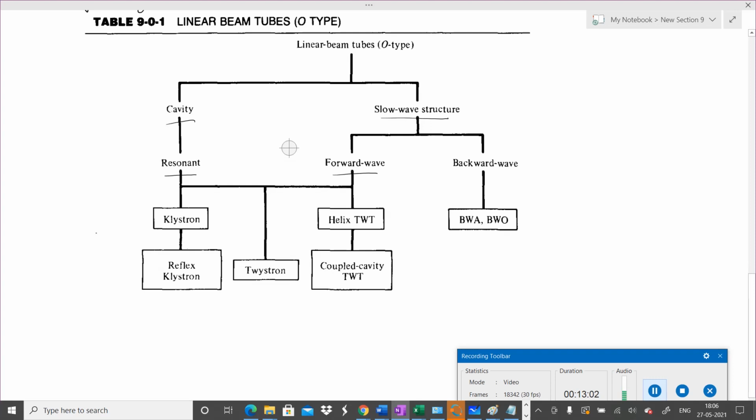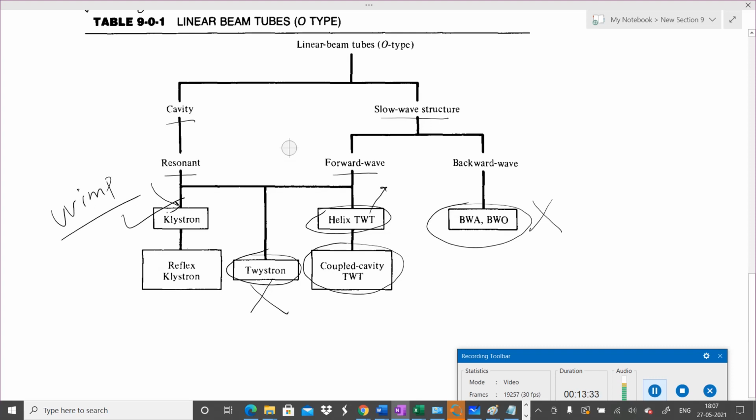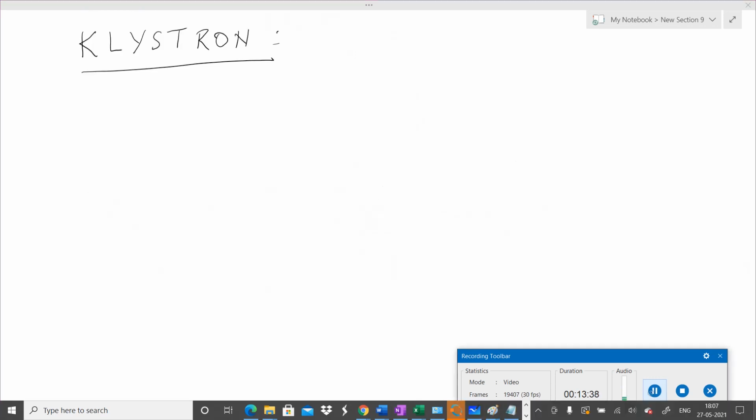Resonant is the famous one, called the klystron. We will mostly spend our time with the klystron. This other klystron is not so famous, not so useful. Then for slow wave structure, we have the helix TWT. They are both of type resonant as well as forward wave, and coupled wave, the traveling wave tube, TWT. Backward wave are these two, BWA, BWO. Again, not much relevant. So the klystron is very, very important and heavily used. TWT is also used. If time permits, we may do TWT, but I will spend most time on the klystron. It is very widely used, and it is a cavity actually.